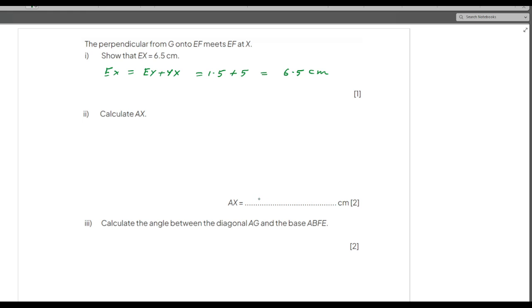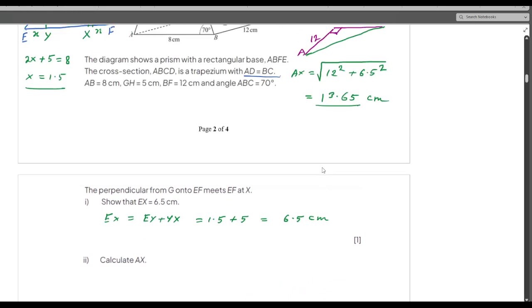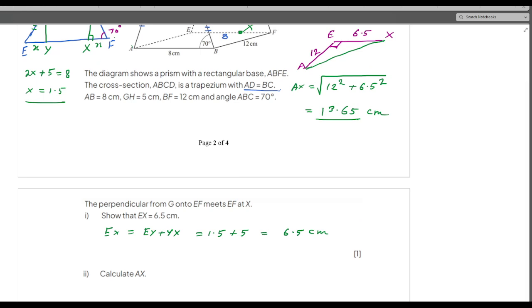Now it is very, very important. The answer we generally write in three significant figures. So here, if you are writing 13.6, that is perfectly all right. 13.6 centimeters. But for further calculations, I will use 13.647.